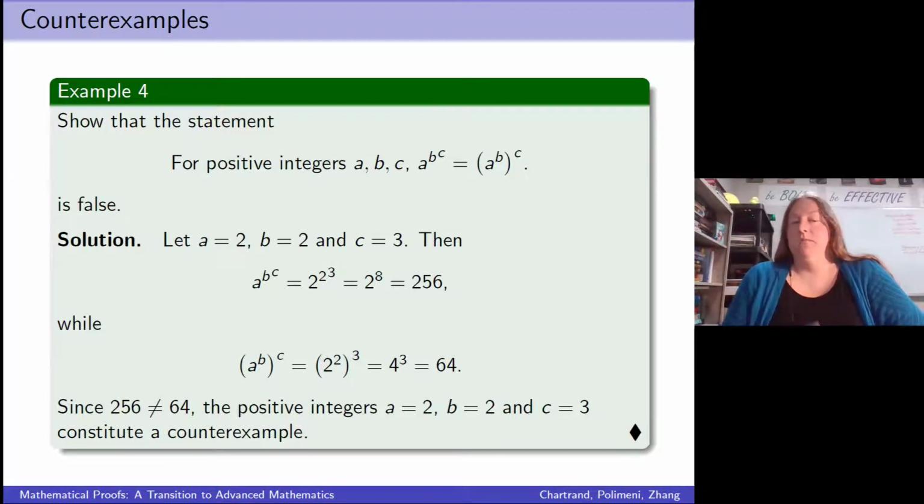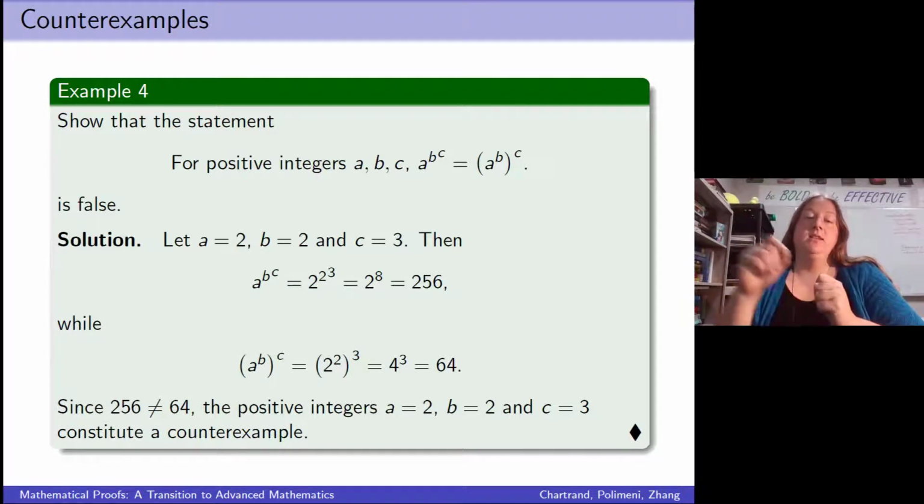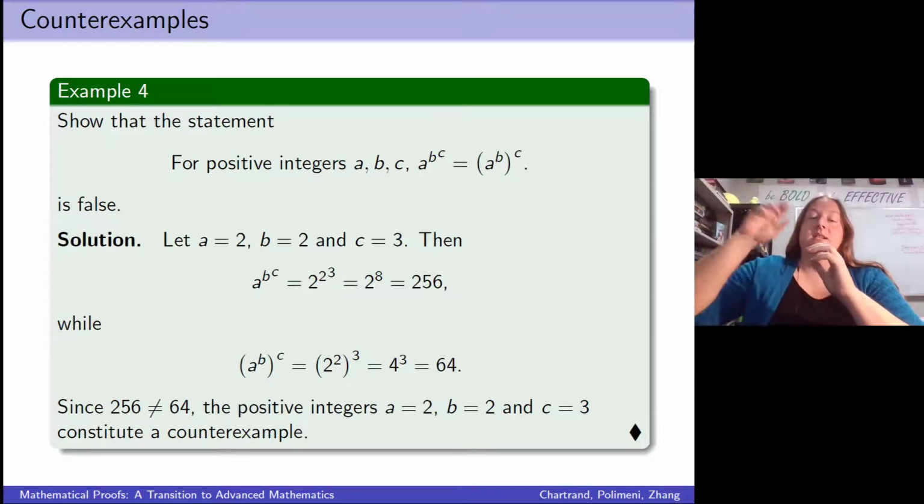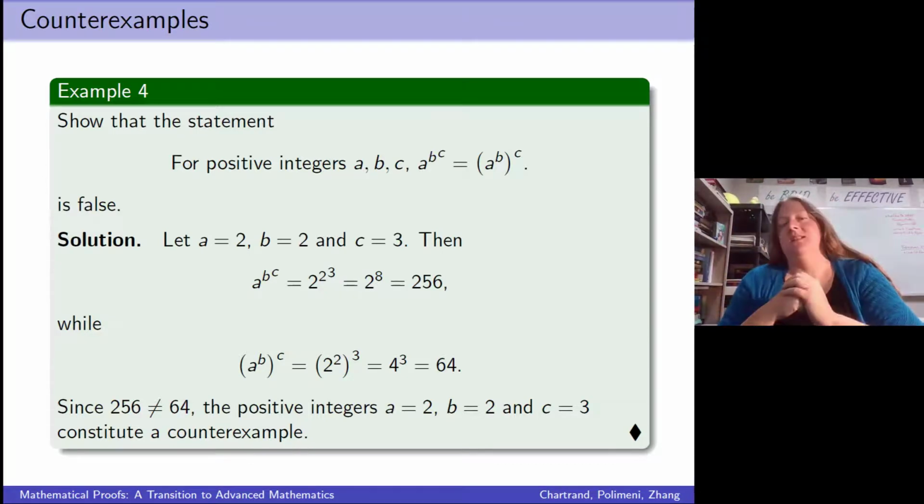And here's another example we're going to go through. So for positive integers a, b, and c, I have a to the b to the c equals the quantity a to the b raised to the c power. Now, this is actually a super common mistake in order of operations that people make. When we see a to the b to the c, a lot of people will take a to the b first and then raise it to the c power. That's not actually what you should be doing. You should be simplifying the exponent before you raise things to powers. So you should be taking b to the c and then a to the b to the c.